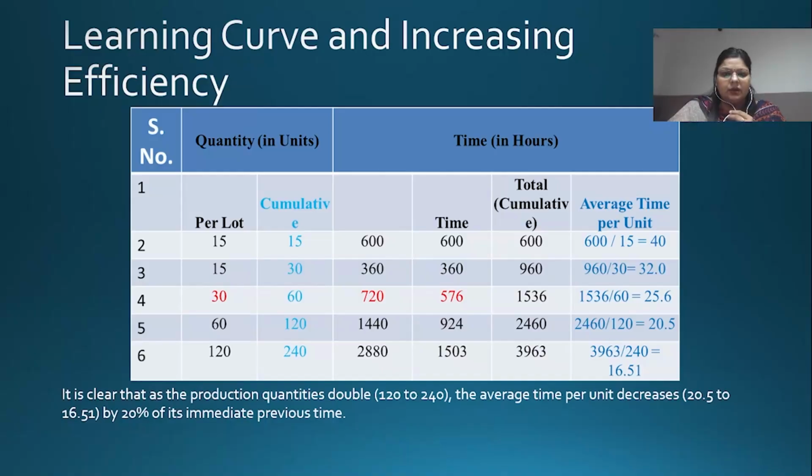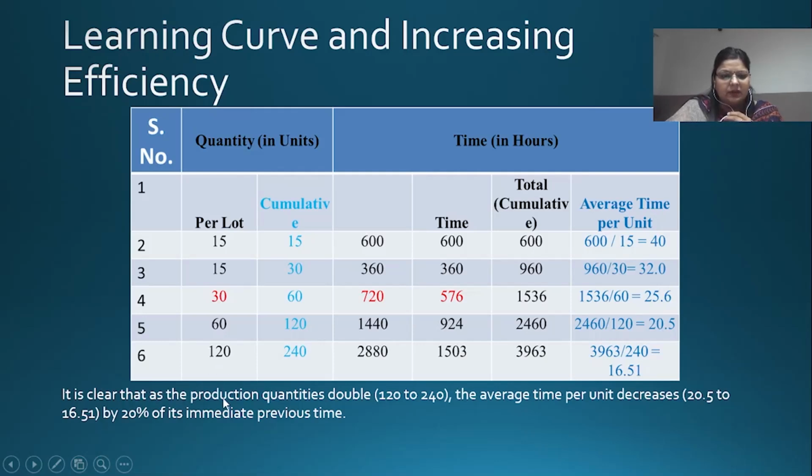You can see that a question has been given with serial numbers. You can see the quantity in units per lot, and this is the cumulative: 15, 15, 15, 30, 30, 60, 60, 120, and 120, 240. Here is the time in hours: 600, 360, 576, 924 and 1503. The total cumulative is 600, 960, 1536, 2460, 3963. So the average time per unit taken is 40, 32, 25, 20 and 16.